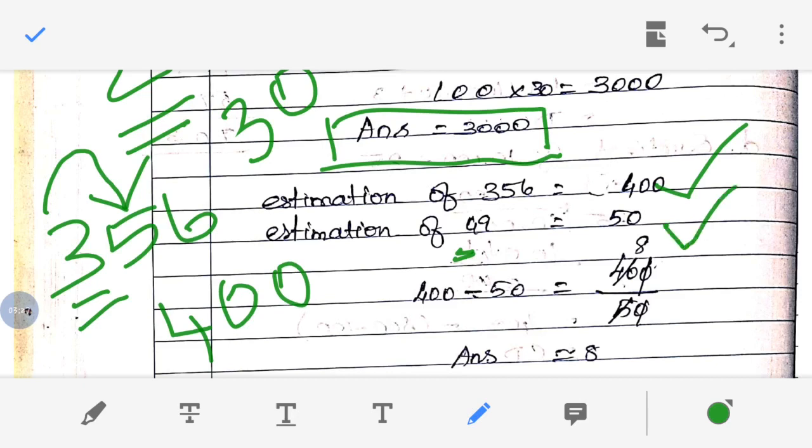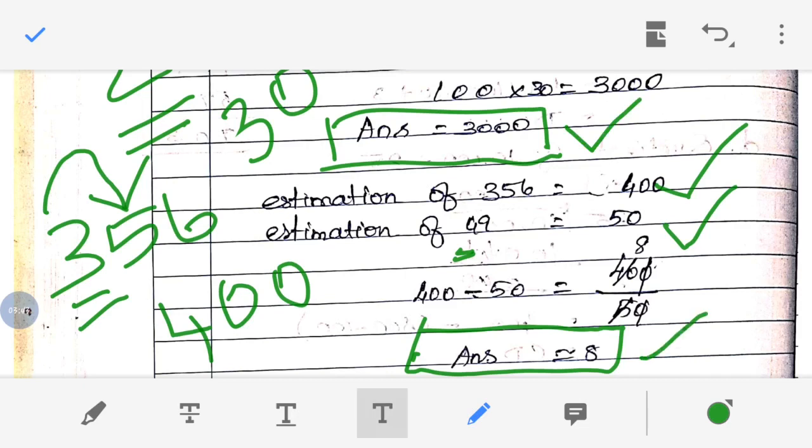Now 400 divided by 50. 10 and 10 will cancel, and 5 eights are 40. So the answer is 40. Okay. So the product answer is 3000, and for division we get the answer 8.